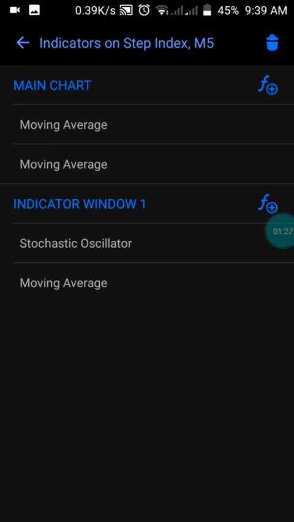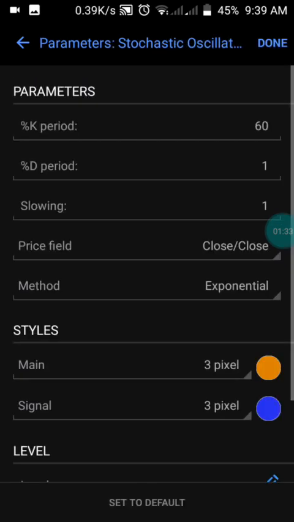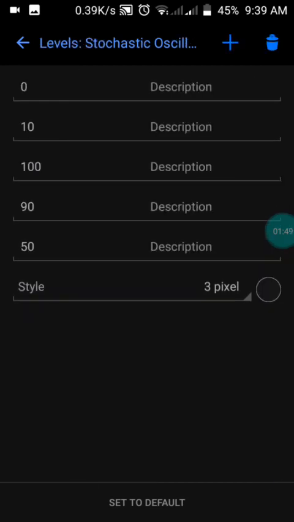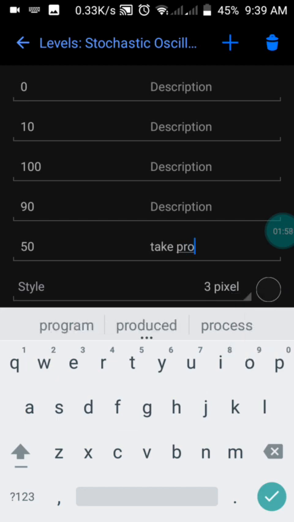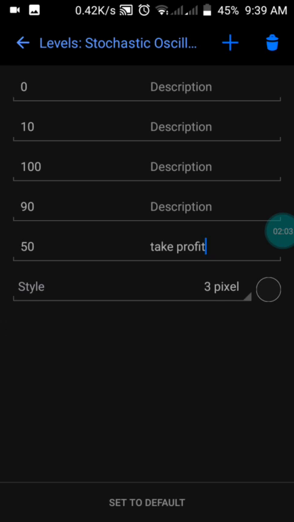Now let's move to indicator window 1, where we have the stochastic oscillator. In our oscillator we have the K period of 60, the D period of 1, the slowing of 1, and the price field to be close and close. The method is exponential, and we have our style in these two colors. You can set up your levels accordingly, where our 50 is going to be our take profit, so you will always take your profit at that 50 level. So we have the levels 0, 10, 100, 90 and 50.